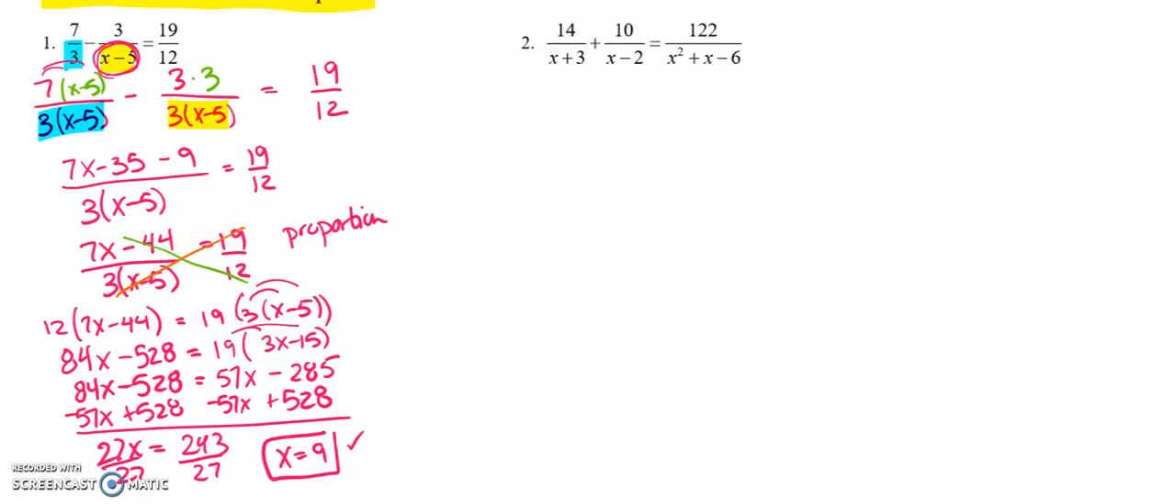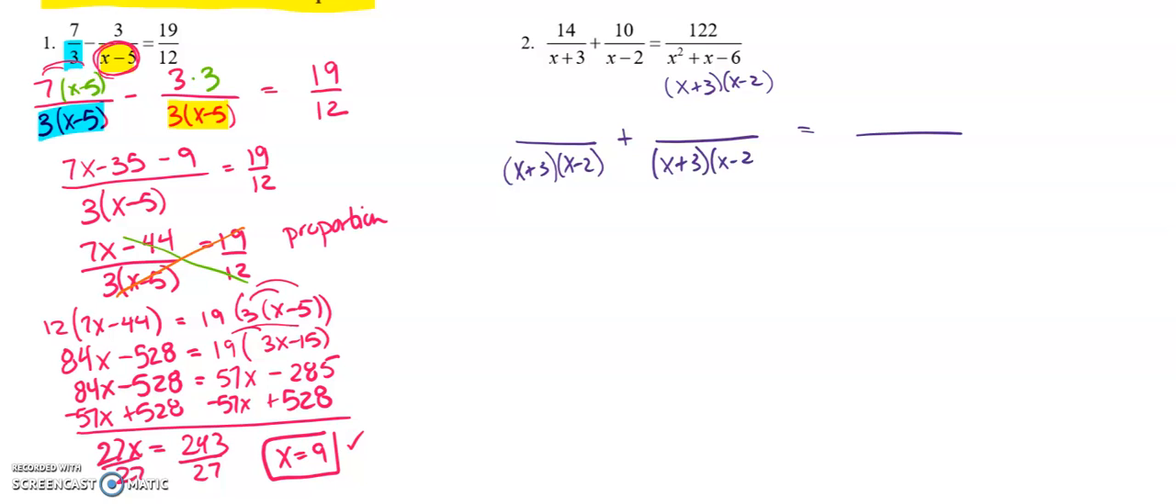Let's take a look at 2. On number 2, we're going to get a common denominator, and this time we're going to do it a little differently. We're going to do the common denominator for the whole thing. So when I factor this x squared plus x minus 6, that factors into an x plus 3 and an x minus 2. So I've got my 3 fractions here. I need an x plus 3 and I need an x minus 2 for all 3. So a little different strategy here for all 3 fractions.